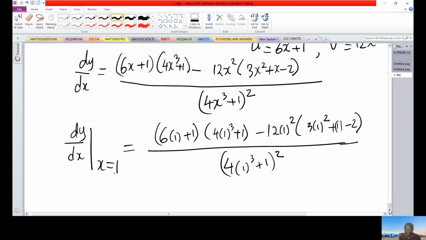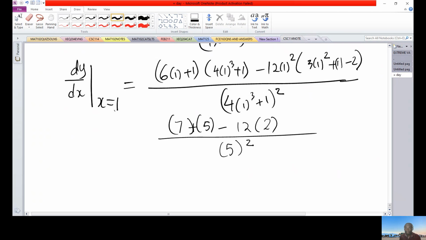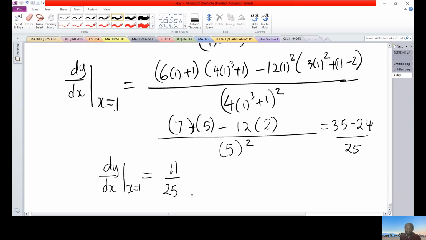So when we substitute for x equals 1, the first bracket will have 7 times 5, minus 12 times (3 + 1, that is 4, minus 2, that is 2), over (4 + 1, that is 5) squared. 7 times 5 is 35, minus 24 over 25. 35 minus 24 is 11, so therefore dy/dx at x equals 1 will be given by 11 over 25.